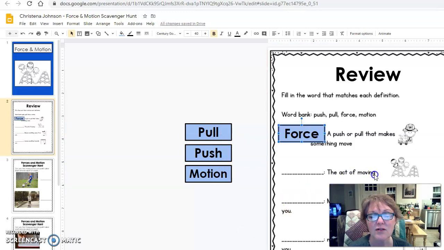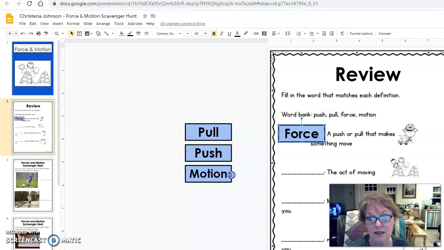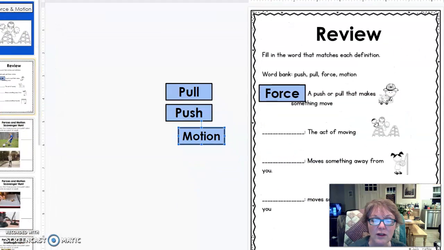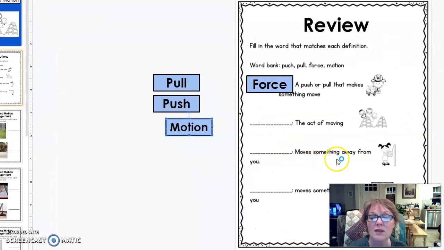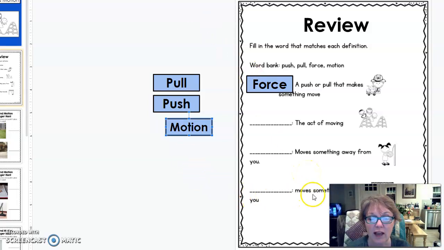Blank, the act of moving. The act of moving. Is it a push, a pull, or a motion? Guess what? It's probably that one. And then you've got the other ones over here. Move something away. If it's moving away, it's either a push or a pull. If it moves something towards you, it's either a push or a pull. I'm going to move this back over here. Okay.